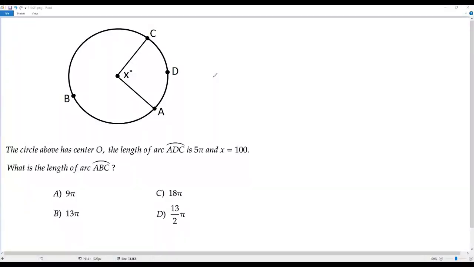Here we have a SAT math problem. Okay, let's go to the question. The circle above has center O. The length of arc ADC is 5 pi and x equals 100. What is the length of arc ABC?